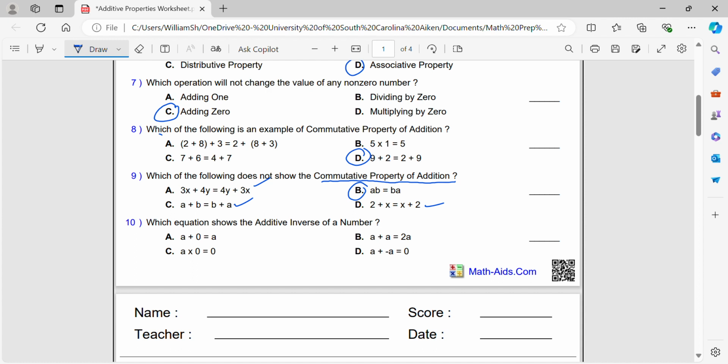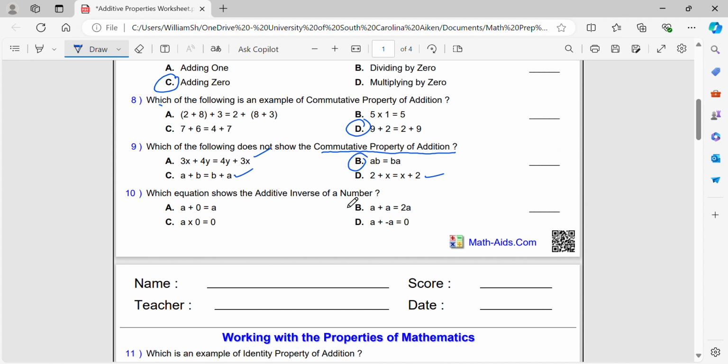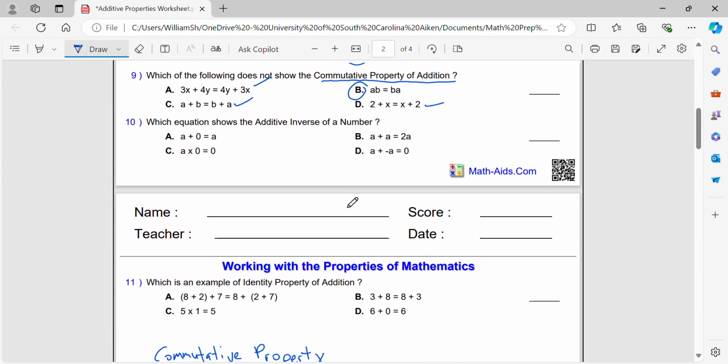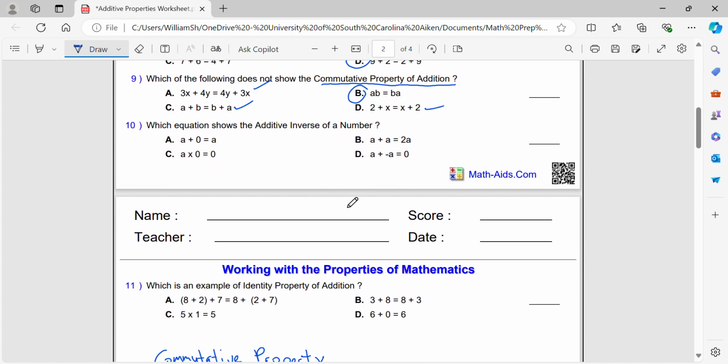Probably the commutative property of multiplication going on right there, not addition. Man, not bad, not bad. We're doing well. Only 2 more left to go. Which equation shows the additive inverse of a number?